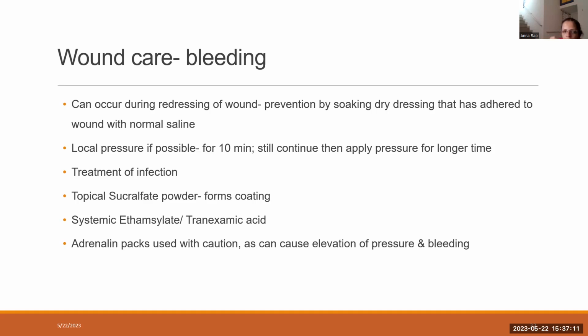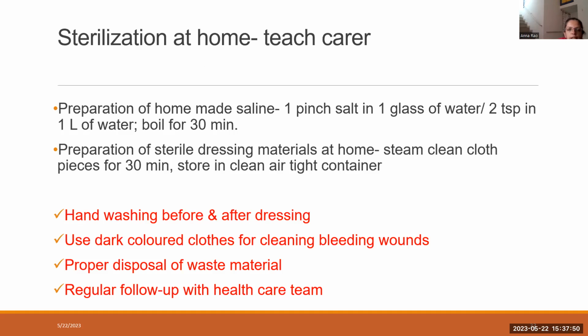And if the wound is infected, then treatment of it will help in taking care of the bleeding also. Then topical application of sucralfate powder will also help, right? What it does, it forms a coating, and that's how it stops the bleeding. And systemic use of ethamsylate and tranexamic acid is also useful. Sometimes adrenaline pads also can be used, but it also causes side effects of elevation of pressure. So bleeding can take place, so one has to use it carefully.